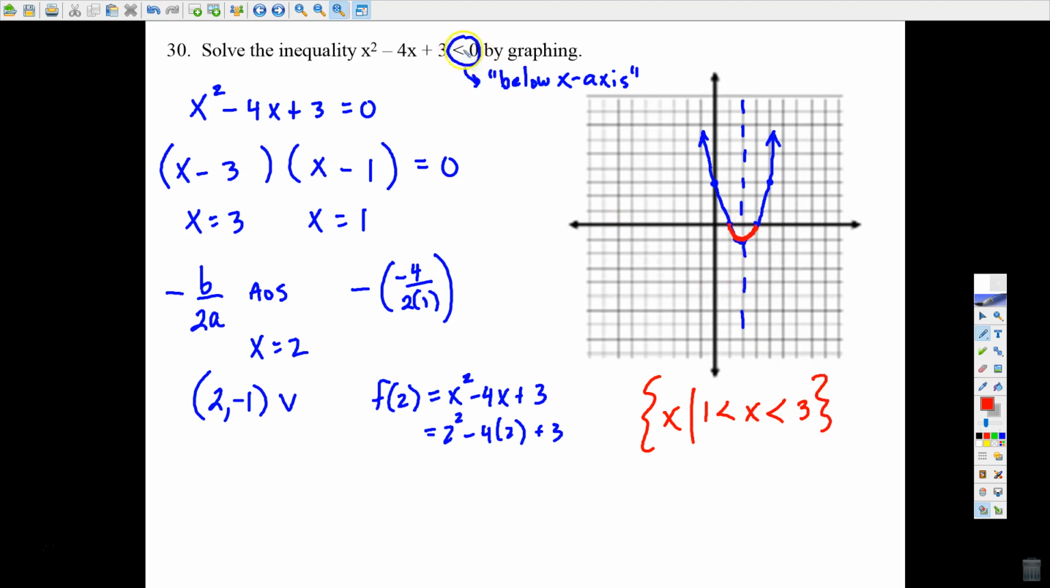If it had said greater than 0, then we'd be looking at this, and we'd say all the numbers less than 1 and all the numbers greater than 3. But since it wanted to know less than, or below the x-axis, then we just show all the numbers between 1 and 3. There's your answer for number 30.